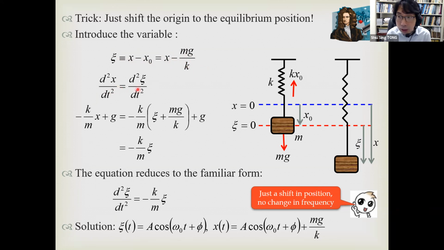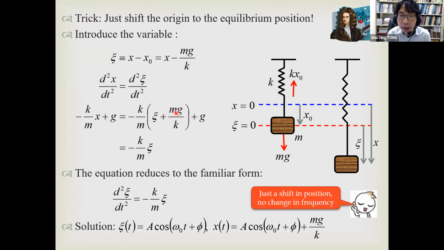Now, the second derivative is the same. The second derivative of x and the second derivative of ξ are actually the same, because the two variables are just different by a constant. But this term helps us, because when we transform this x on the right hand side to ξ, instead of writing the equation in terms of x, I now write it in terms of ξ. In terms of ξ, x becomes ξ plus mg over k. I move this term to the left, so I replace x by ξ plus mg over k.